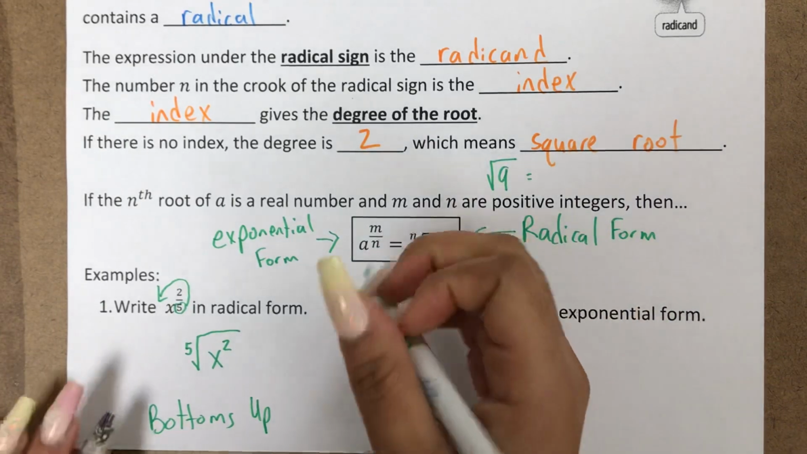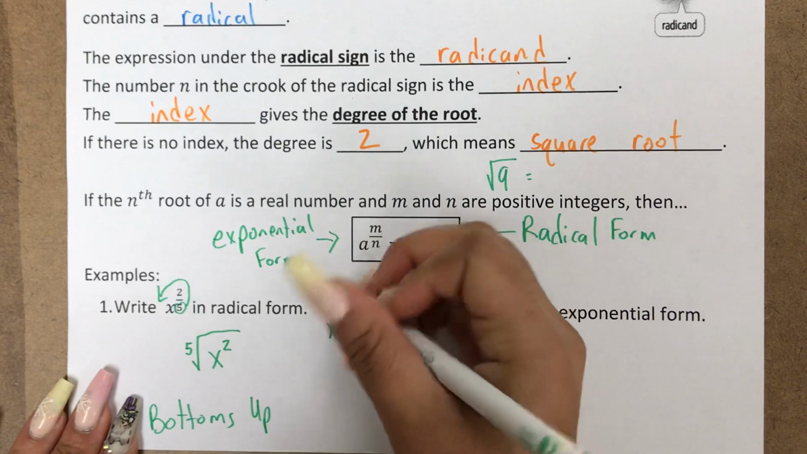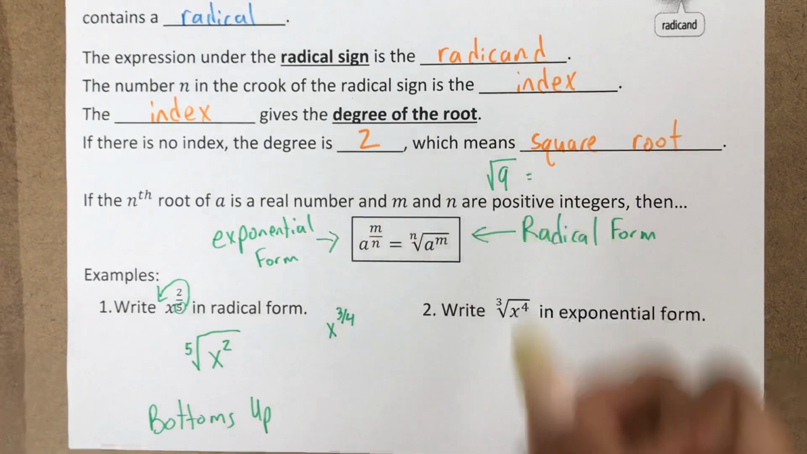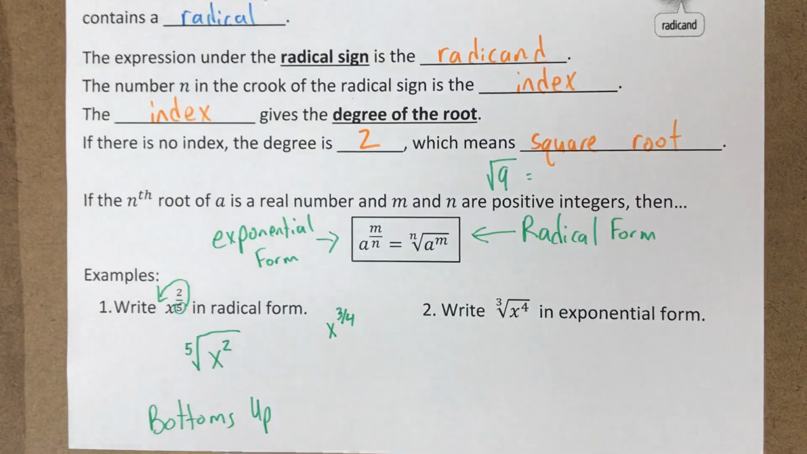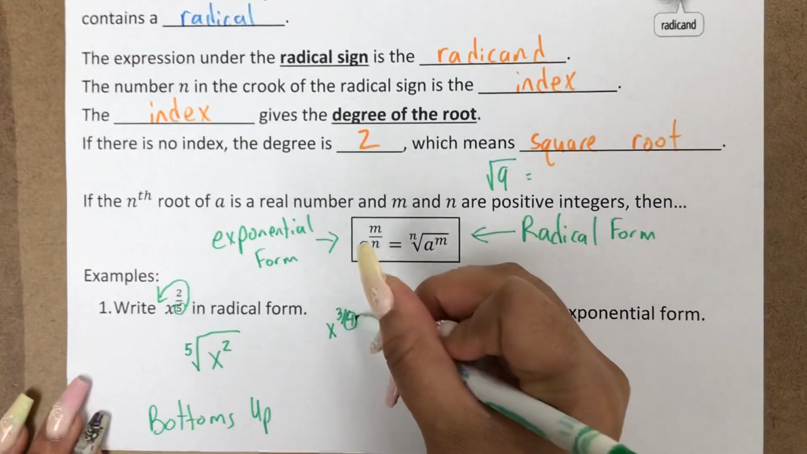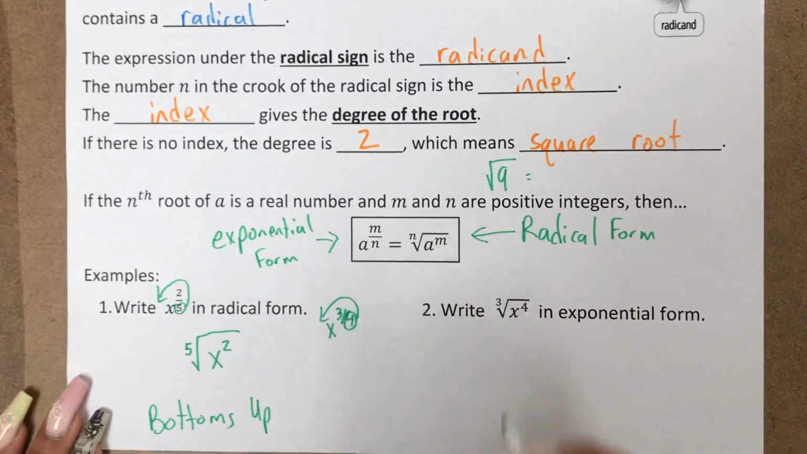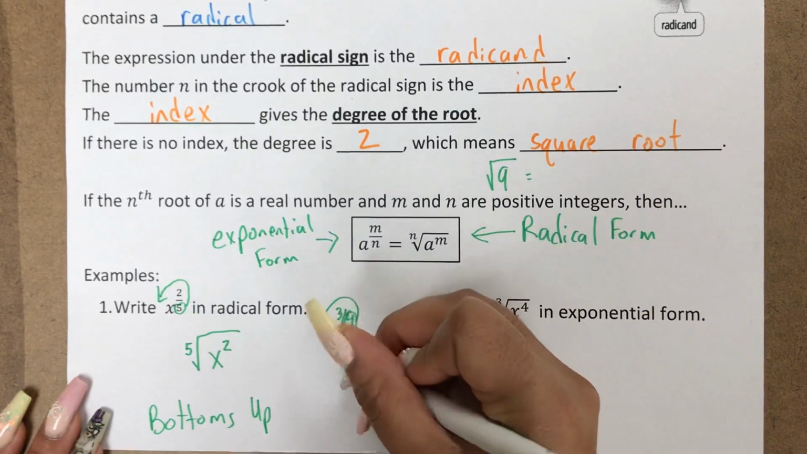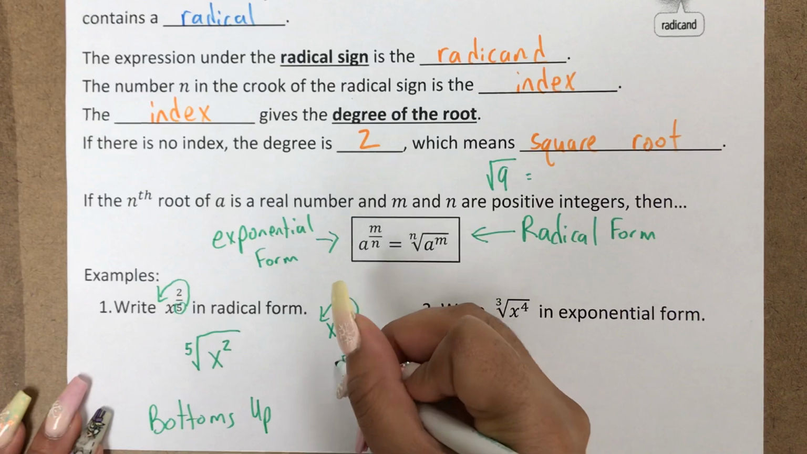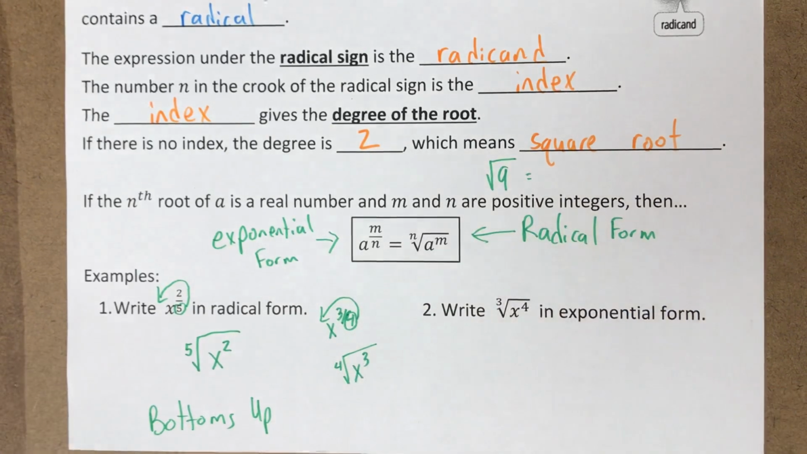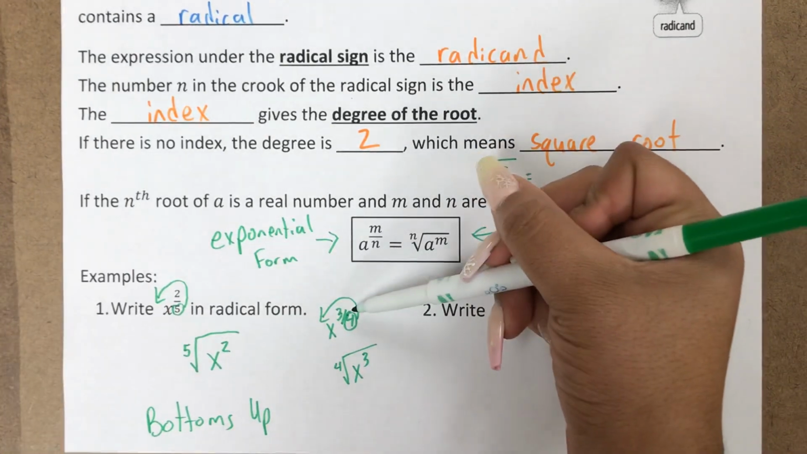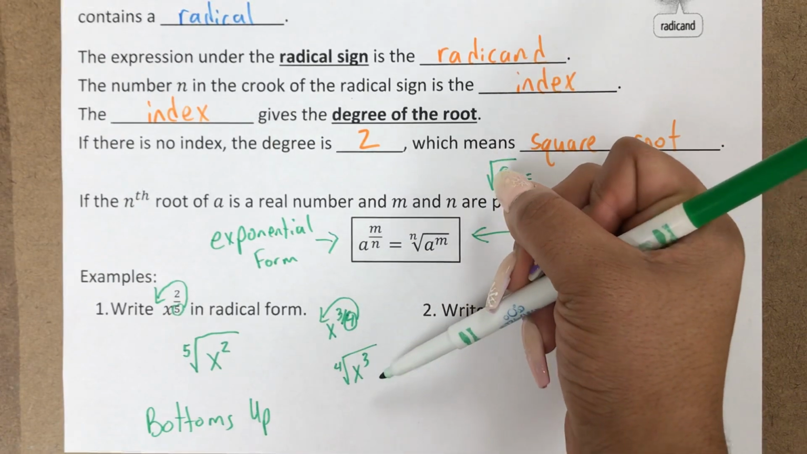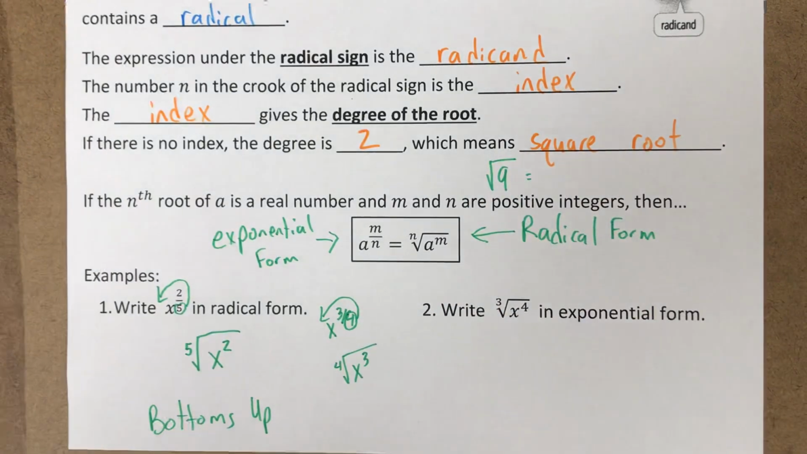So let's do another example. X to the 3/4 power. You take the bottom of the fraction and move it up, bottoms up. So it's going to stay x cubed, and the 4 moves up to the index. That's it. We started from exponential form where we had an exponent, and now it's in radical form. That's all we're doing with this.